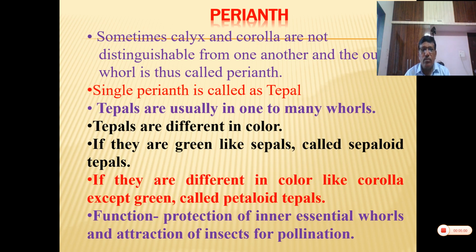The function of the perianth is again like that of the calyx and corolla, that is, the protection of the inner essential whorls, androecium and gynoecium, in bud condition, as well as having different colors so they attract the insects for pollination.